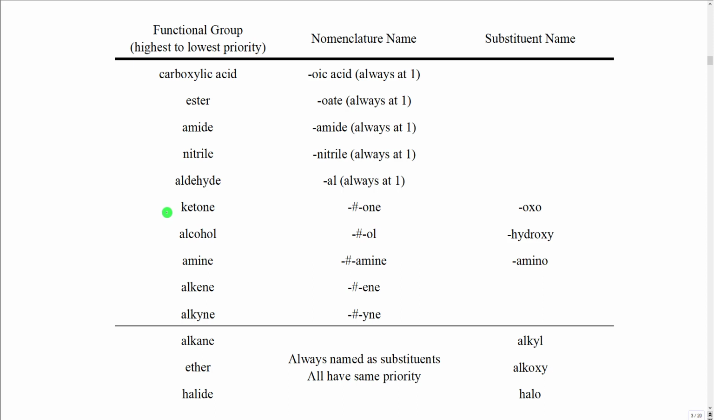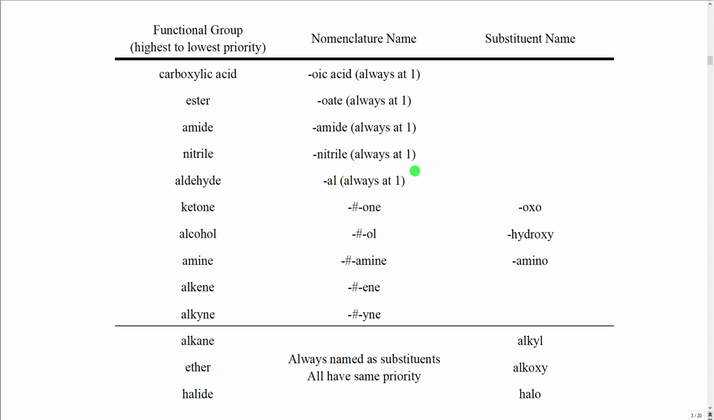Then we have aldehyde and ketone, which are aldehyde and ketone oxidation state. They have 2 bonds to heteroatoms. We have alcohol and amine, which have 1 bond to heteroatom. And then we have alkene and alkyne. Here are the names that we would put into the compound name. So for example, carboxylic acid is named as an oic acid. Esters are oate with an alkyl group in front, and so forth.